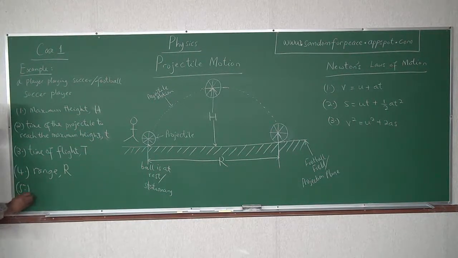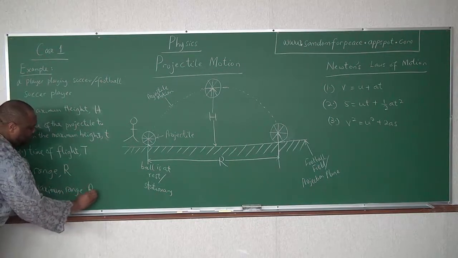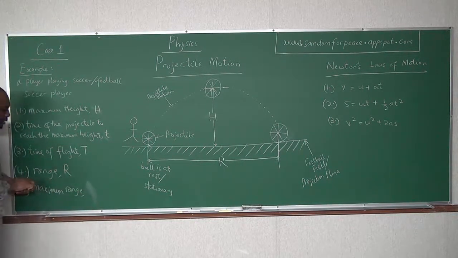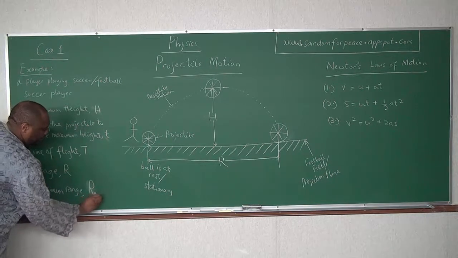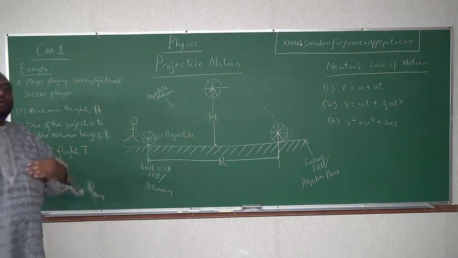Number 5, maximum range. Let me use lowercase here. Maximum range. The farthest horizontal distance, R max. Okay, the farthest horizontal distance.